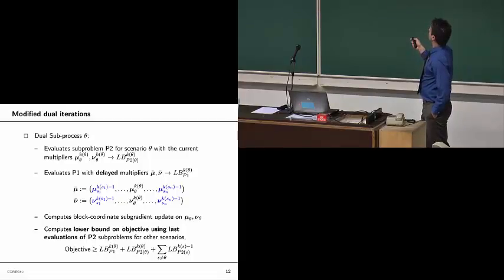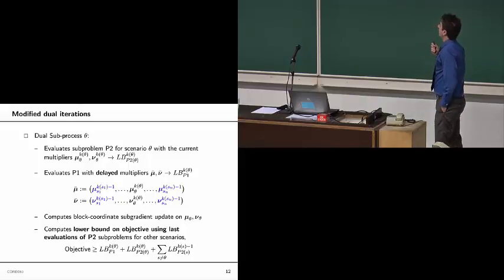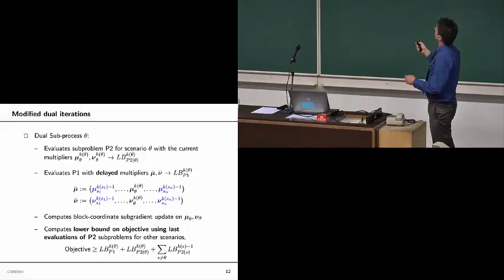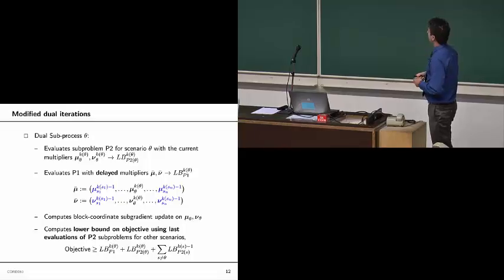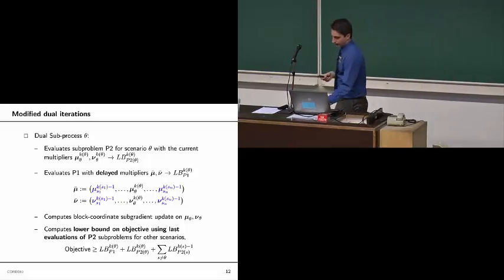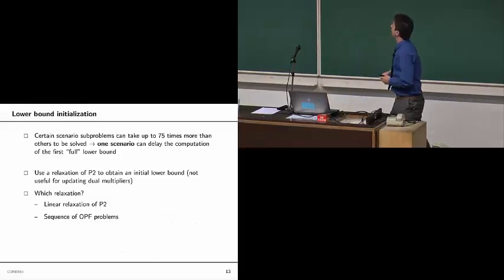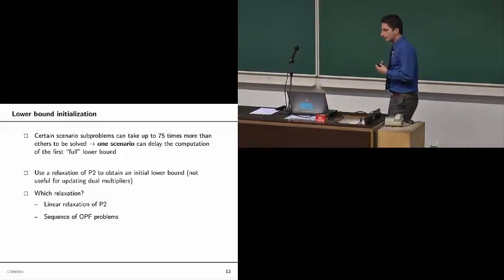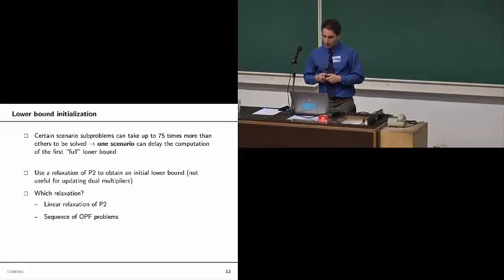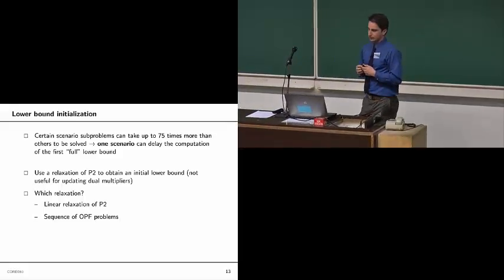Note the crucial part that differentiates this from a standard coordinate descent algorithm is that we are lagging the multipliers coming from other scenarios than theta by one iteration back. And again, the goal here is to be able to compute a valid lower bound at each step of the algorithm coming from a specific sub-process. So that's been one approach that we have adopted to accelerating the algorithm.